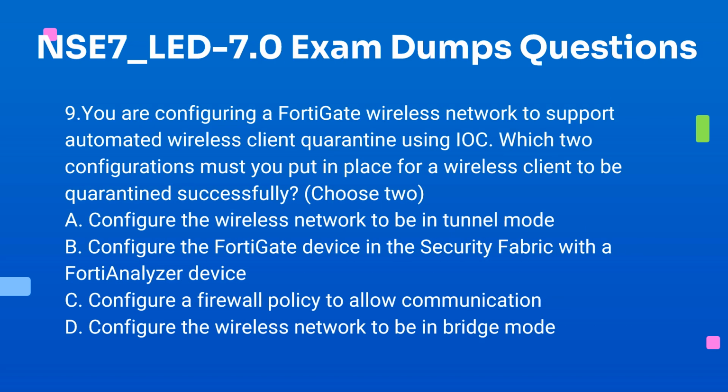9. You are configuring a FortiGate wireless network to support automated wireless client quarantine using IOC. Which two configurations must you put in place for a wireless client to be quarantined successfully? Choose 2. A. Configure the wireless network to be in tunnel mode. B. Configure the FortiGate device in the Security Fabric with a FortiAnalyzer device. C. Configure a firewall policy to allow communication. D. Configure the wireless network to be in bridge mode.